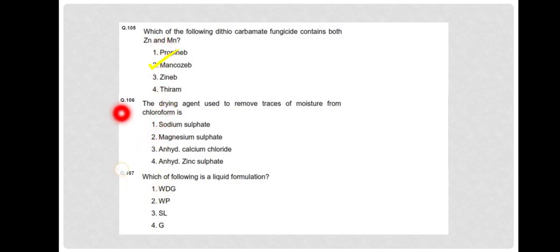Next, question number 106. The drying agent used to remove traces of moisture from chloroform is, answer is anhydrous calcium chloride. So anhydrous calcium chloride is used as a drying agent to remove moisture from the chloroform. Next, question number 107. Which of the following is a liquid formulation? So answer is SL. SL means soluble liquid. So this abbreviation is used to symbolize the liquid formulation.